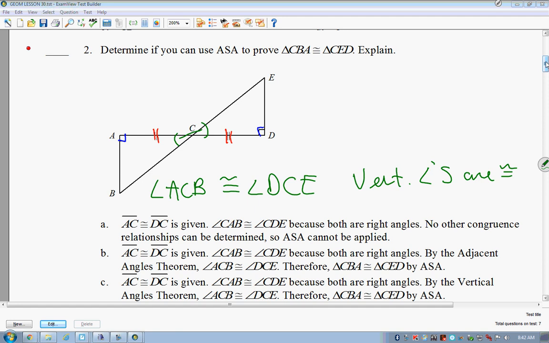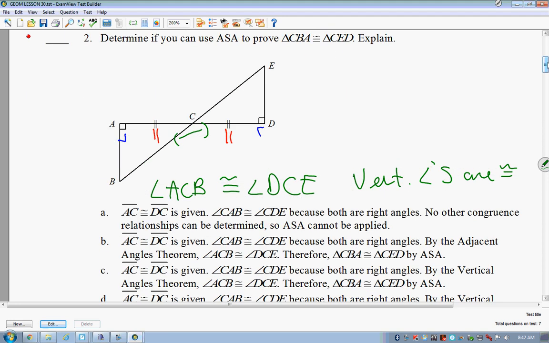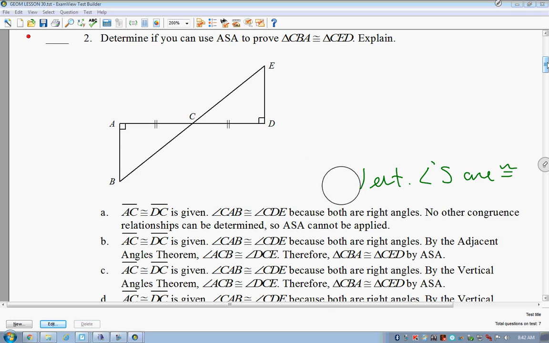All right, so the rest of this is just looking at it. AC is congruent to DC. That's given, and that should say that all the way through. Angle CAB is congruent to angle CDE because both are right angles. And then the next line says no other congruence relationships can be determined. So that's not applied. Well, that's not true. So we keep going down. Okay. Now I'm going to go ahead and erase this so we can look at possible answers and see which one is right. Okay, because we should be finding vertical angles in here somewhere.